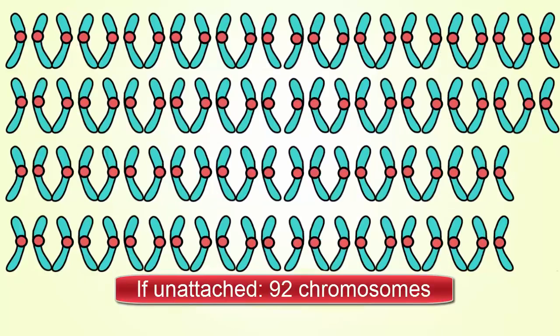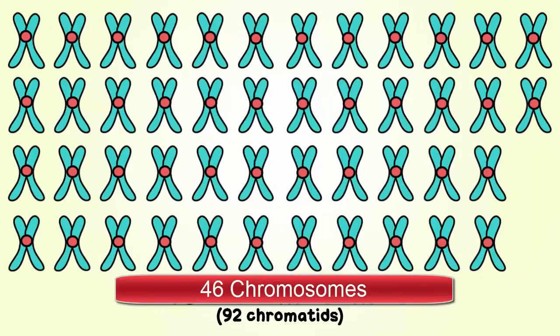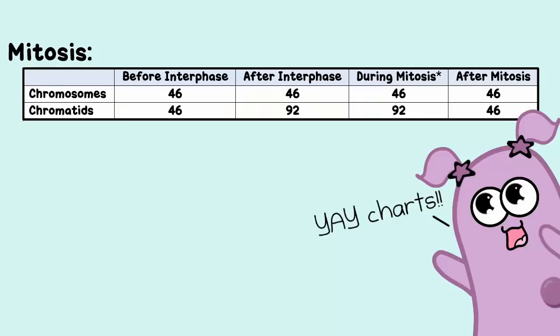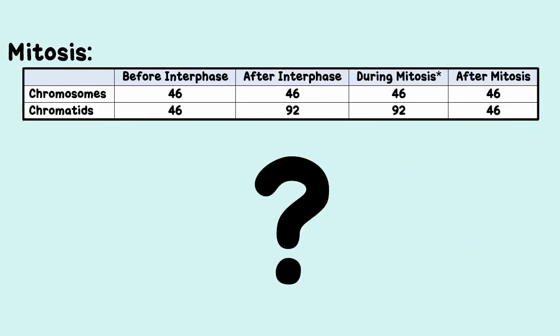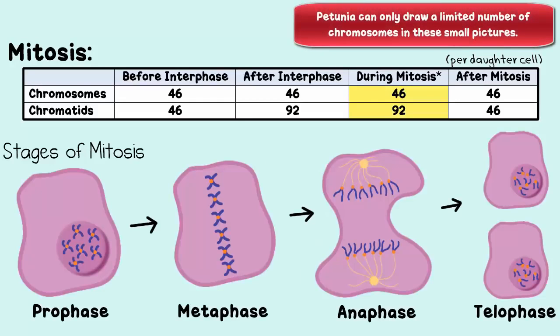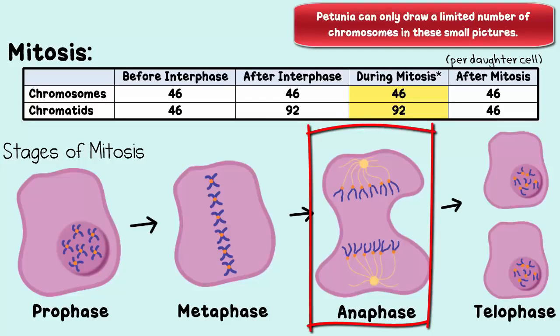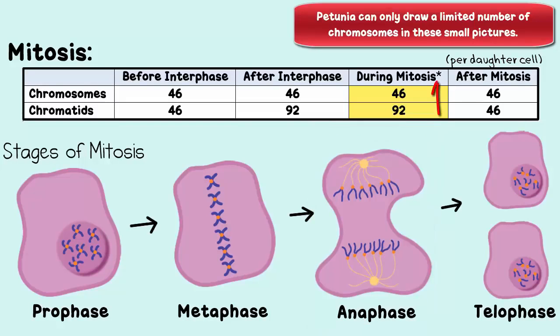If they weren't attached like this, technically you could say there were 92 chromosomes. But right now in this picture, there are 46 chromosomes and 92 chromatids. Here's a little chart, because I love charts. So is there a time in mitosis when there are 92 chromosomes? Well, technically, you could argue that at anaphase, when the sister chromatids are separating and they're no longer attached, you could see in this picture there could be 92 chromosomes because they're not attached during that one phase. And that's why our chart has a little asterisk here, although we still usually refer to them as chromatids during this process of cell division.